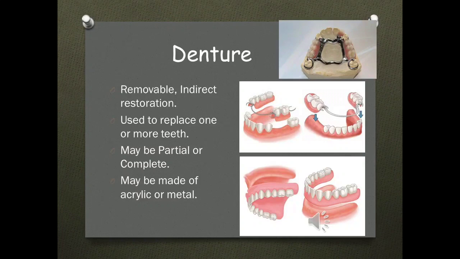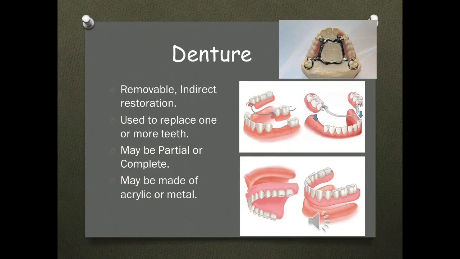A denture is a removable indirect restoration whose main function is to replace one or more missing teeth. A denture can be classified as a partial denture or a complete denture or full denture. In case of partial denture, a patient has one or more natural teeth inside the oral cavity, whereas in case of a complete denture or full denture, both the arches are completely edentulous and the patient has no single natural tooth inside the oral cavity.